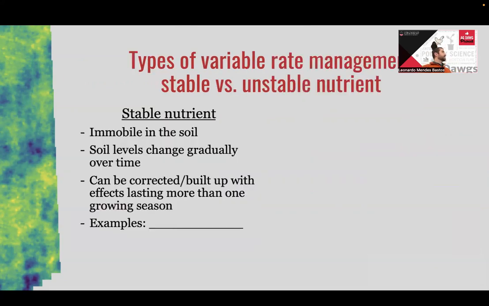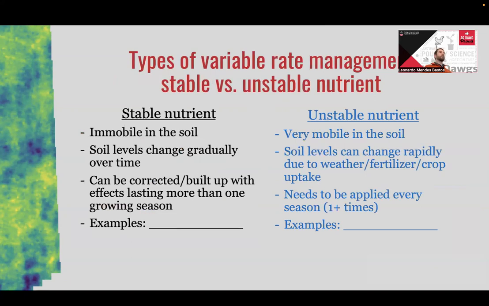We talked about the difference between a stable nutrient and an unstable nutrient. A stable nutrient would be something that you can apply or treat this year, and you expect that effect to linger at least for that growing season, but potentially for more growing seasons as well. We talked about phosphorus, potassium, and treating pH, even though pH is not a nutrient, but is also something we can treat variably.